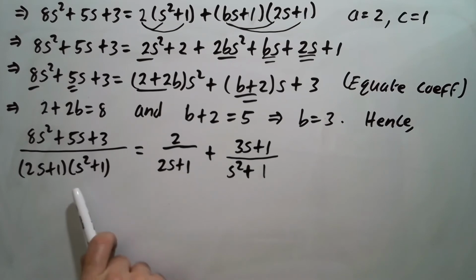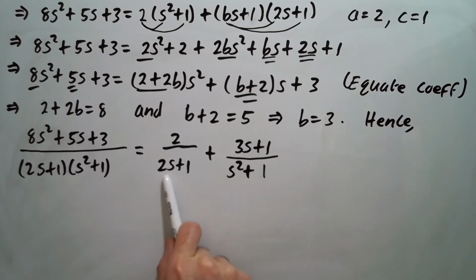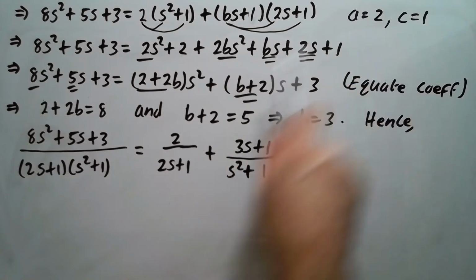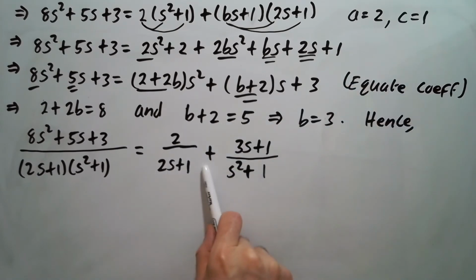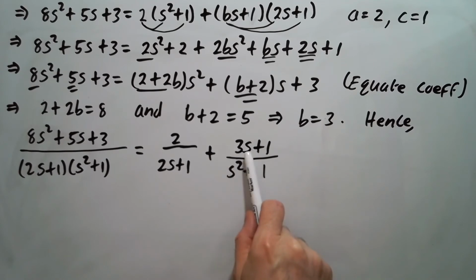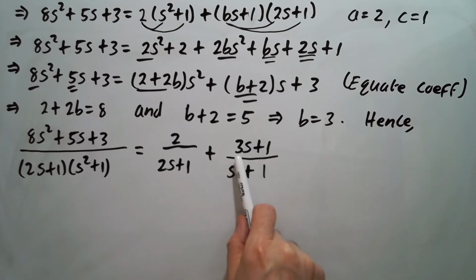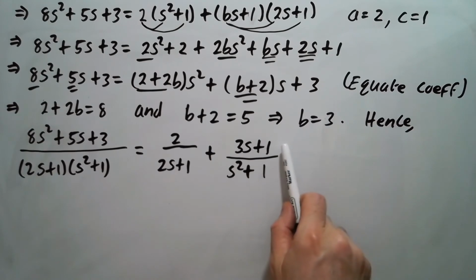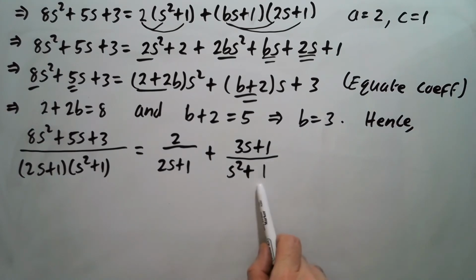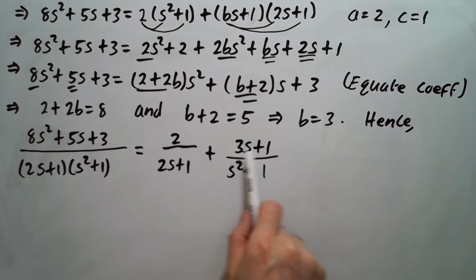Okay, so our partial fraction decomposition is going to be A over 2s + 1, but the A we found was 2, so it's 2/(2s + 1) plus (Bs + C)/(s² + 1). Our B we found is 3, and C is 1, so it'll be (3s + 1)/(s² + 1). I'm going to break this up even further now. I'm going to break the top into two fractions here.